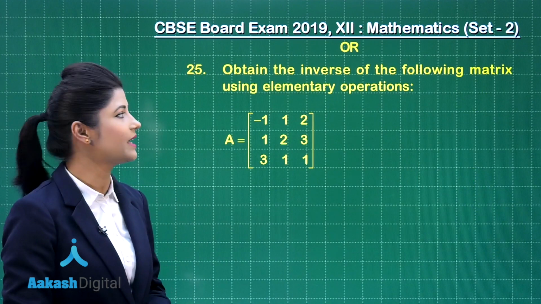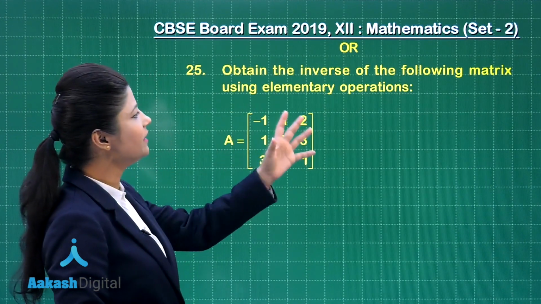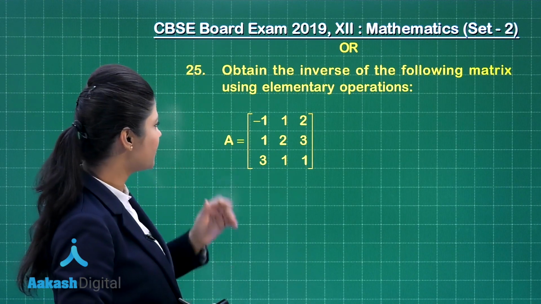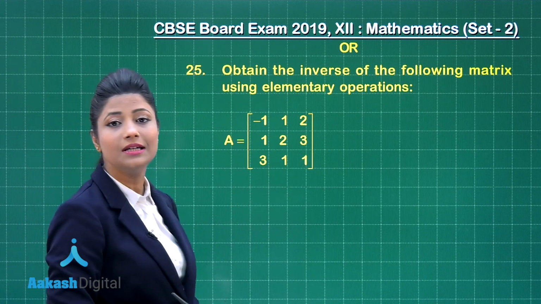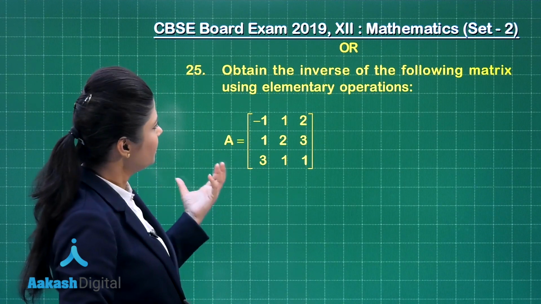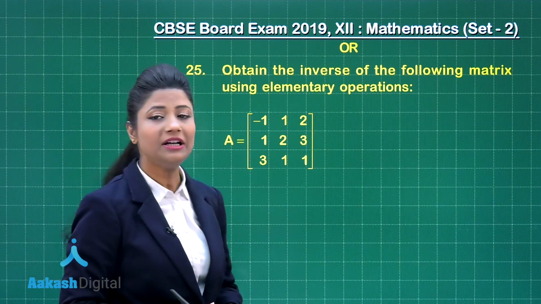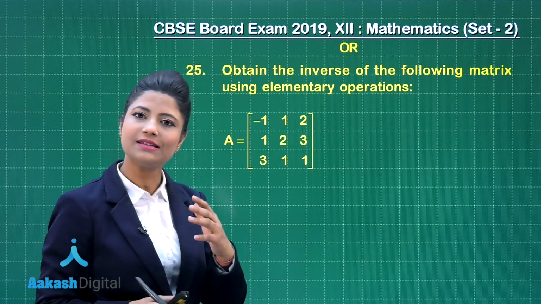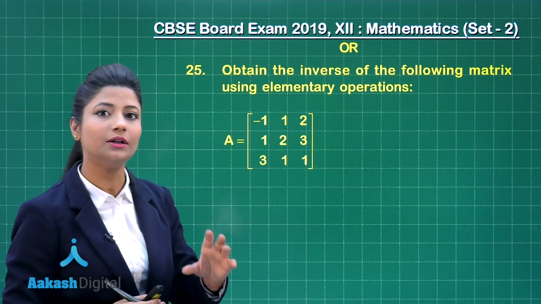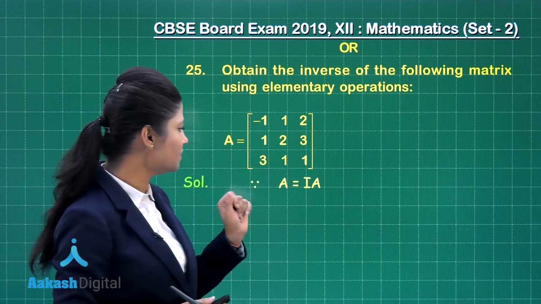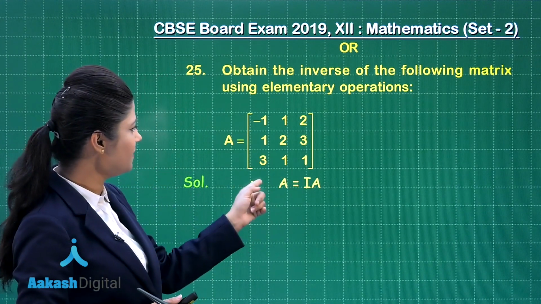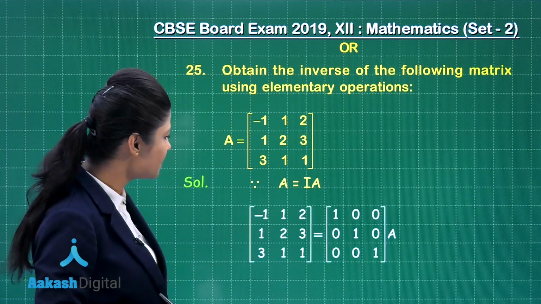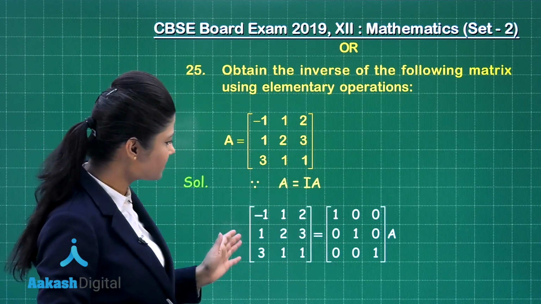Now let's come to the second choice of this question. Obtain the inverse of the following matrix using elementary operations. Here I have this matrix A which is of the order 3 cross 3. Now here I have to use the elementary operations. For that I will be generating a matrix equation that matrix A is equal to identity matrix into the matrix A. So taking this into consideration, here I put this matrix A, and in place of I, it is an identity matrix of order 3. Let's substitute that. So here I get this matrix equation.